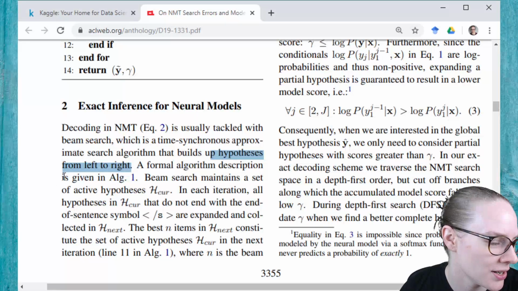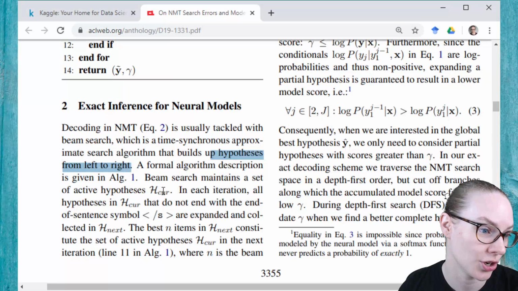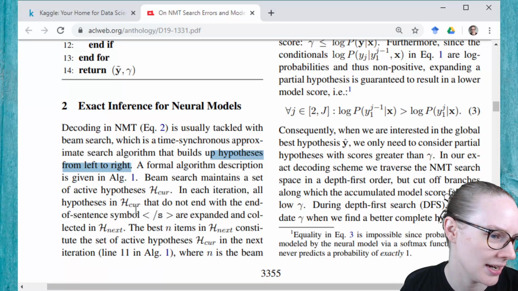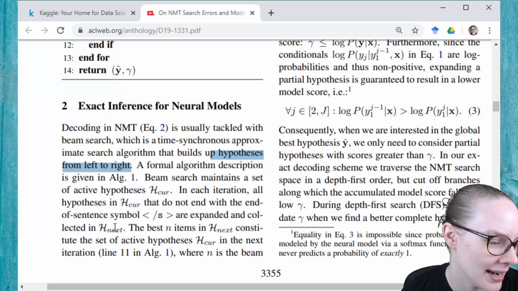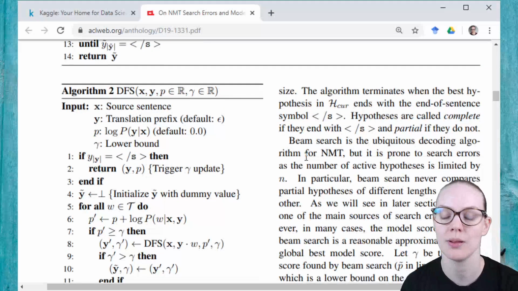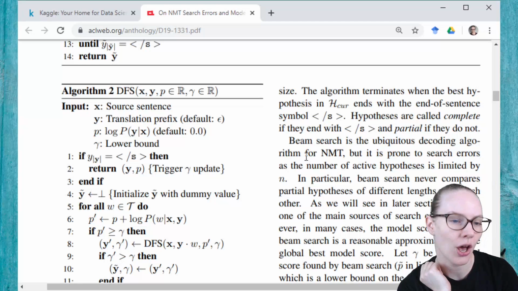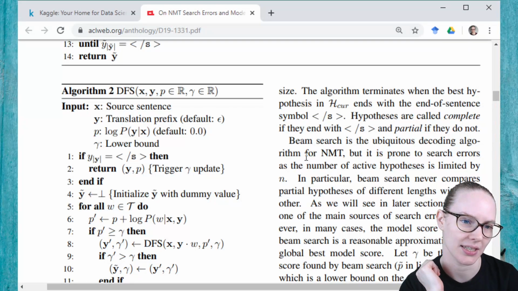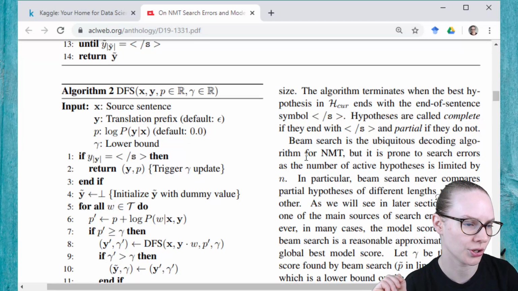A formal algorithm description is given in Algorithm 1. Beam search maintains a set of active hypotheses, H current. In each iteration, all hypotheses in H current that do not end with the end of sentence symbol /s are expanded and collected in H next. The best n items in H next constitute the set of active hypotheses in the next iteration, line 11 in Algorithm 1, where n is the beam size. So the beam size is the number of candidates you consider. The algorithm terminates with the best hypotheses when the best hypotheses in H current ends with an end of sentence symbol. Hypotheses are called complete if they end with /s and partial if they do not.